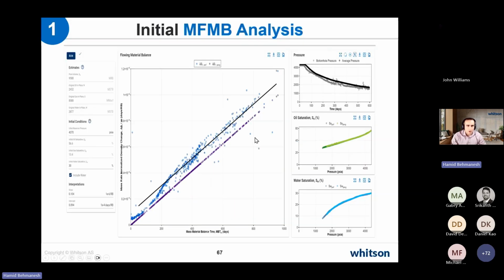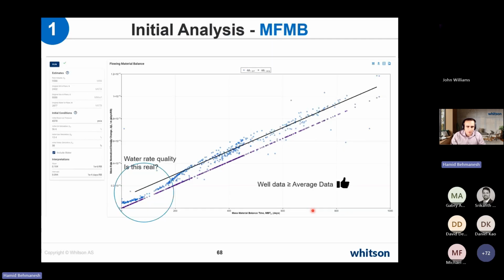It was recommended as a best practice to utilize this FMB to present this data on the same plot and see if the well data dips below the average data. Right? If it goes below the average pressure, it doesn't pass the sniff test. The other criterion is to take a look at the average reservoir pressure. The other criterion is to take a look at water saturation. So I'm going to walk you through this one.